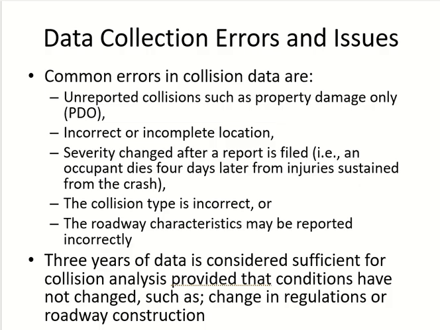Then roadway characteristics are reported incorrectly. Maybe the number of lanes were incorrect. Maybe there was a shoulder that was not reported. Okay, there was a median. There was some work going on. There was a problem with the road pavement. They had not recorded the pavement was wet or something. Okay, so these are usually the problems which we have.